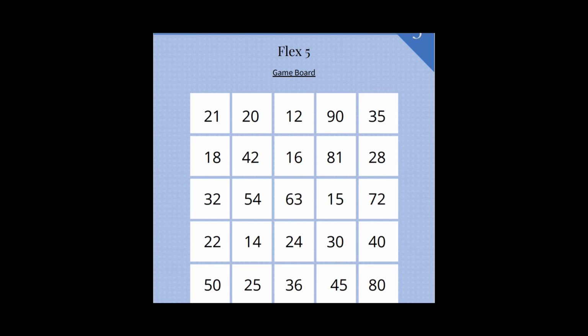And the first player to do that, to hit 5 in a row, will be the winner. So each person is rolling and marking on their own game board, taking turns. And the first one to get 5 in a row would be the winner.